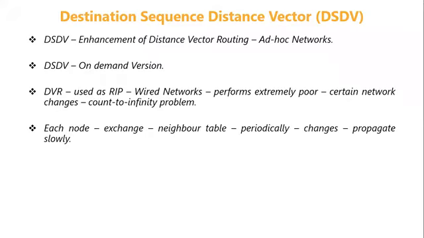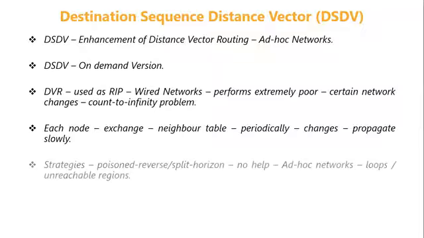Each node exchanges its neighbor table periodically with its neighbors, so that everybody will know their neighbors. Changes at one node in the network propagate slowly through the network. When there is any change, that doesn't mean the change will propagate fast. It will actually propagate slowly.